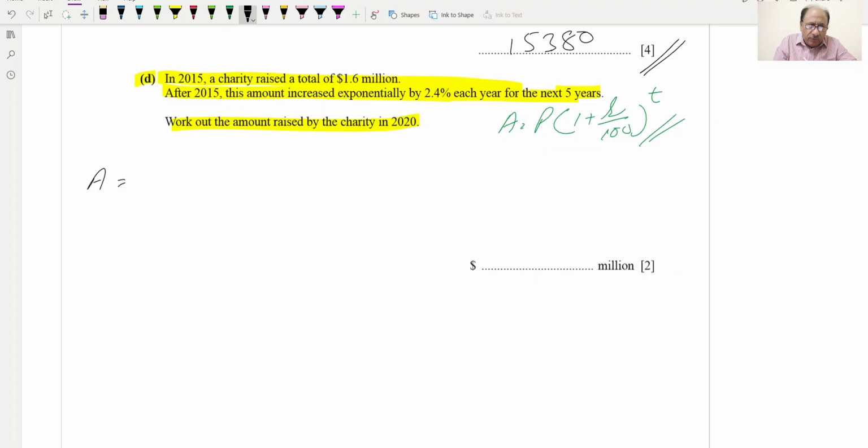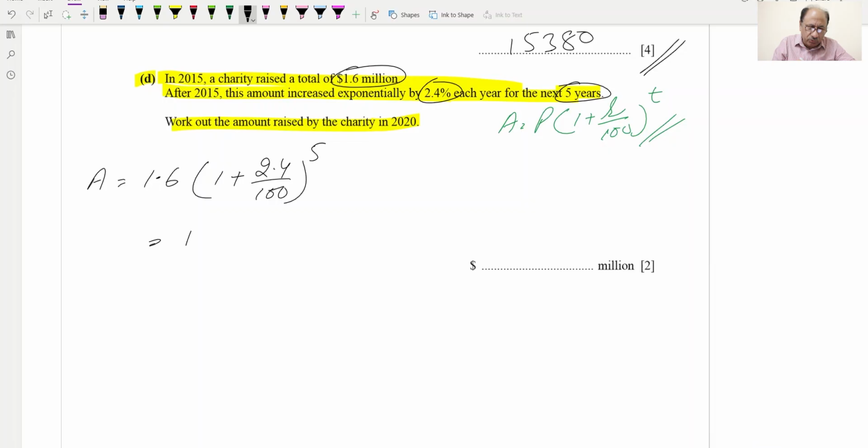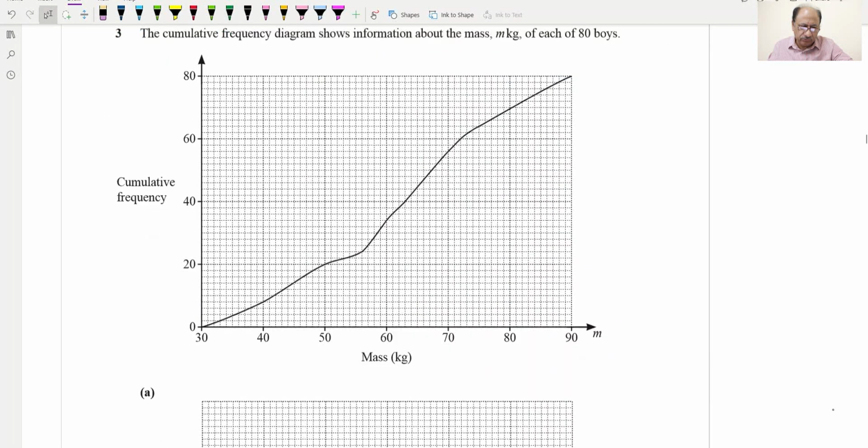A is equal to the principal amount, which is 1.6 million. So 1.6 million times 1 plus the rate, which is 2.4, so 2.4 over 100, and the number of years, 5 years. So it will be 5. And this will give us 1.6 times 1 plus 2.4 over 100, raised to the power 5. This gives us 1.80, so 1.8 million basically. So $1.8 million will be the answer. And this was a 2-mark question.